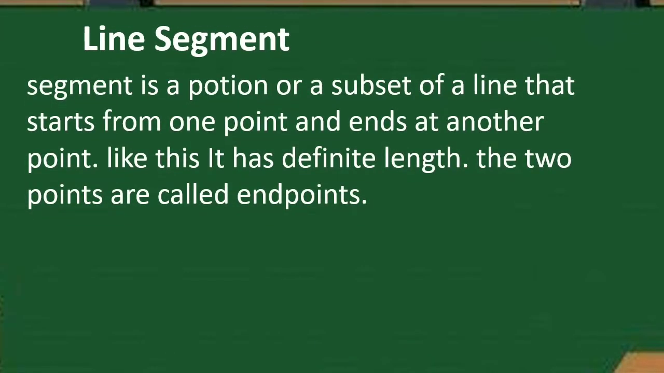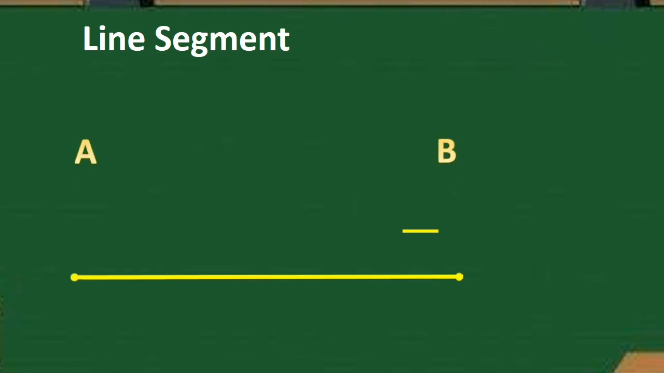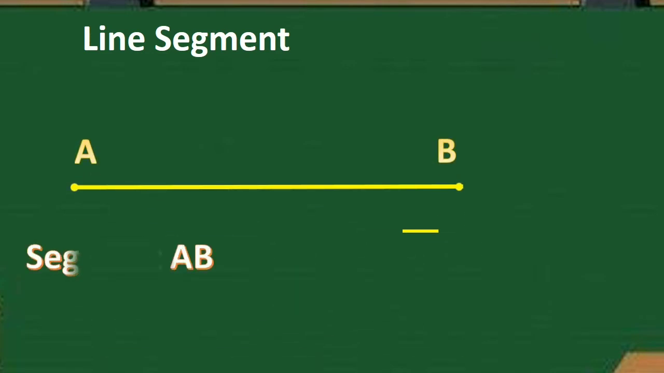Also, a line segment is a portion or a subset of a line that starts from one point and ends at another point. It has definite length. The 2 points are called endpoints. The line segment is named as segment AB.